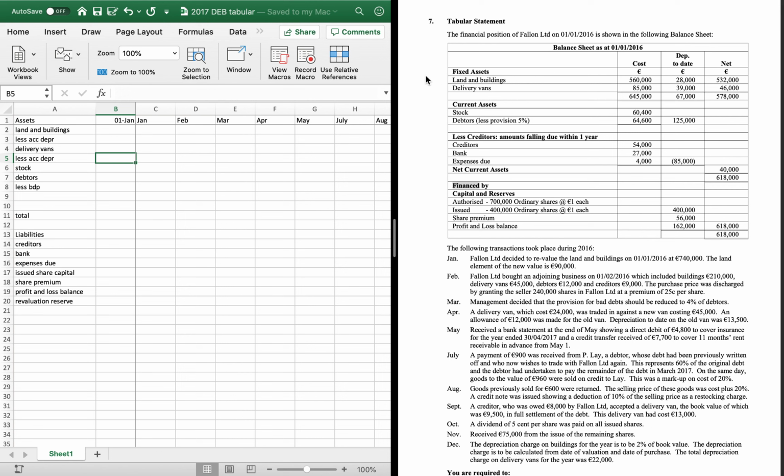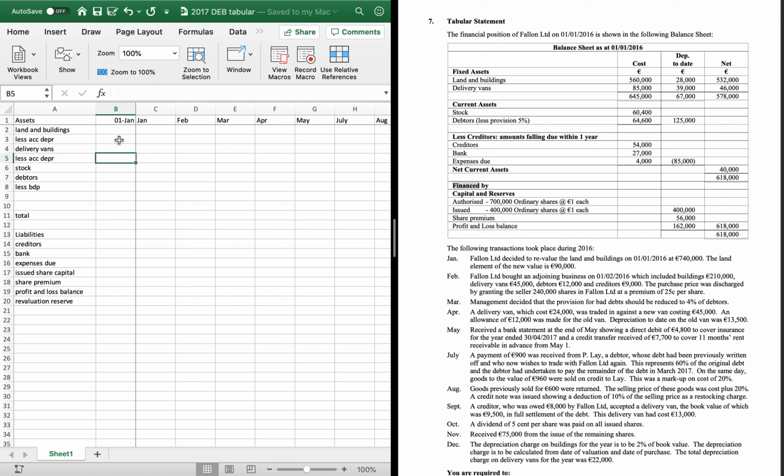So just with your assets, they both have depreciation, so you remember to put in your accumulated depreciation, and then debtors have a bad debt provision. So you have to make room for that less bad debt provision. Make sure you're skipping a couple of lines after your assets before you total them, so there's space for more to go in. And then the same with the liabilities.